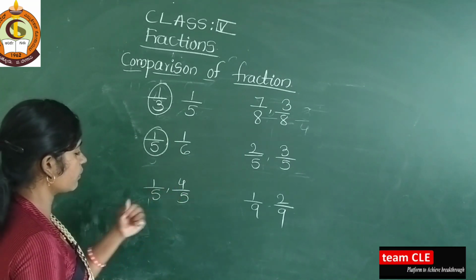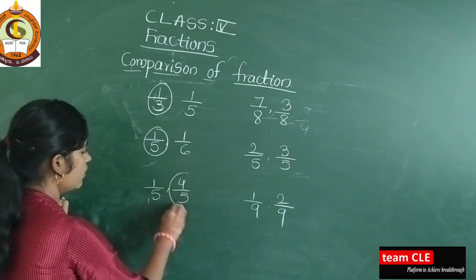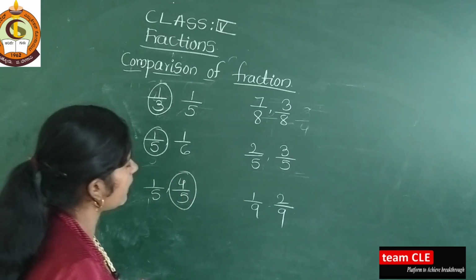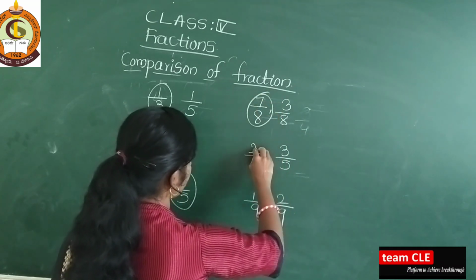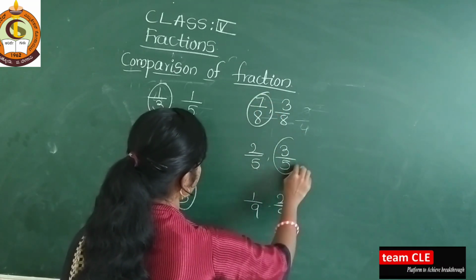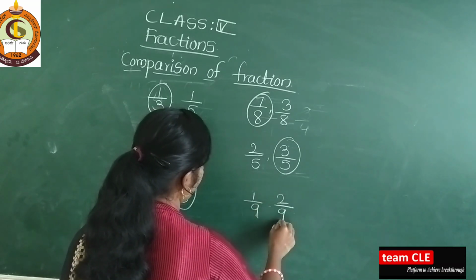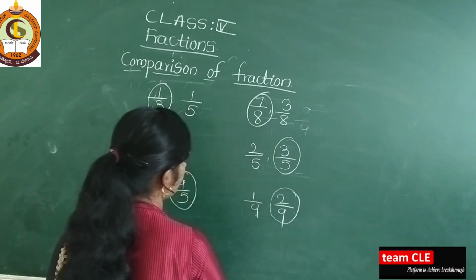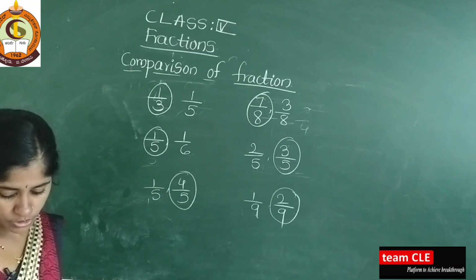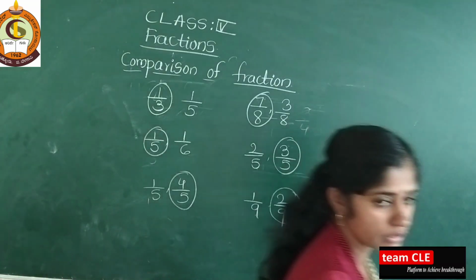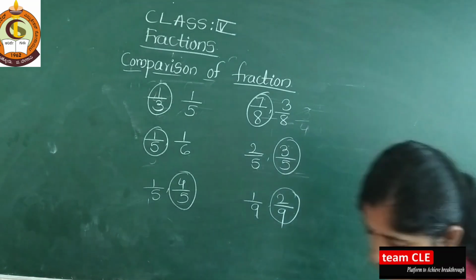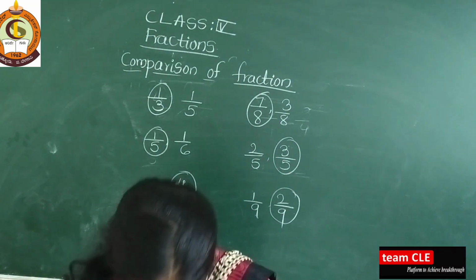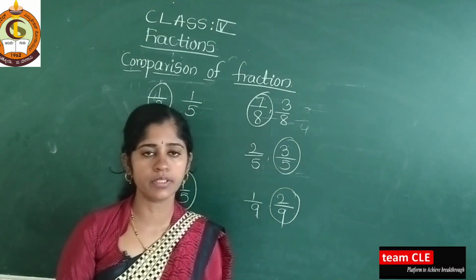Here 1 by 5, 4 by 5 is there. So which one is greater? 4 by 5. 7 by 8, 3 by 8 is there, so 7 by 8. 2 by 5, 3 by 5 is there, 3 by 5. 1 by 9, 2 by 9 is there, and that is 2 by 9. Okay, so this type you are going to circle the numbers. So here I have solved My Practice Time 2. Okay, first one, second one, third one, fourth one.